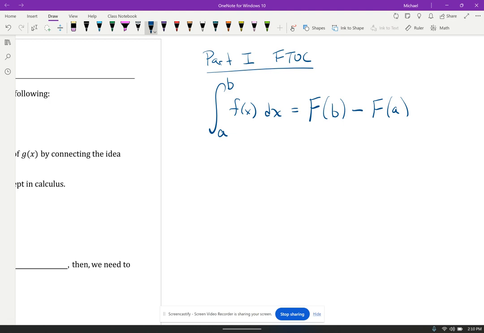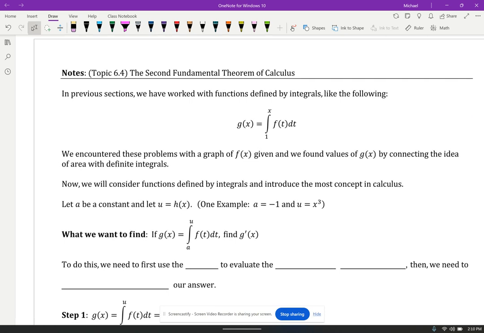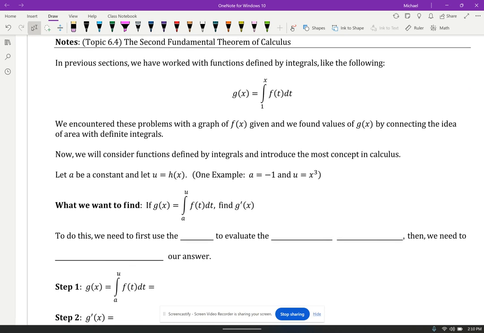And we're going to need this part of the fundamental theorem to show the second part of the fundamental theorem. So we're going to come back to this idea. Don't you worry. But we're going to start by talking about what I call area functions. I call these area functions because this function is defined as an integral. So I'm looking for the area under f of t, starting at 1 and ending at whatever x value I give you.